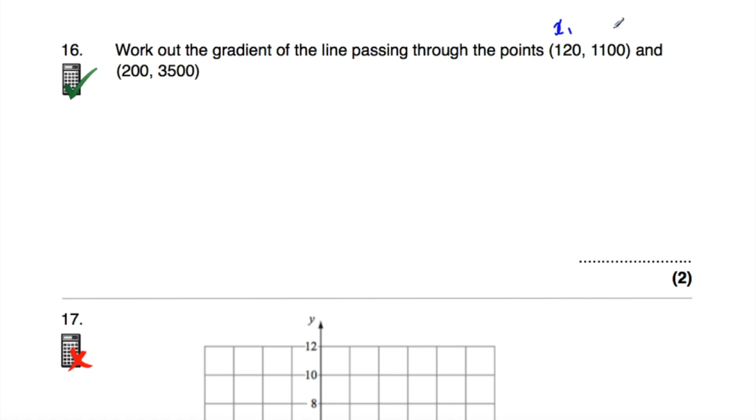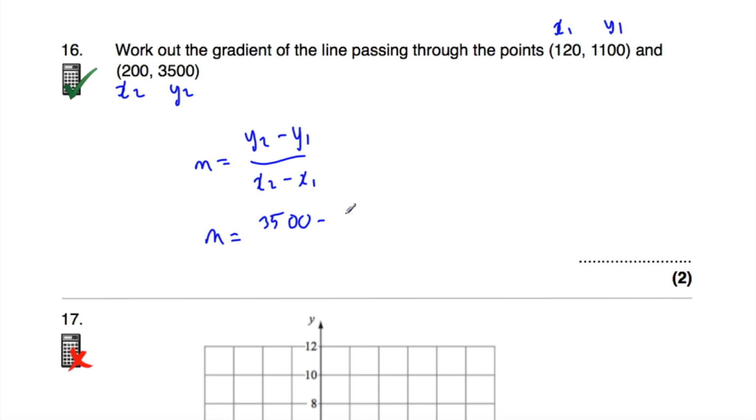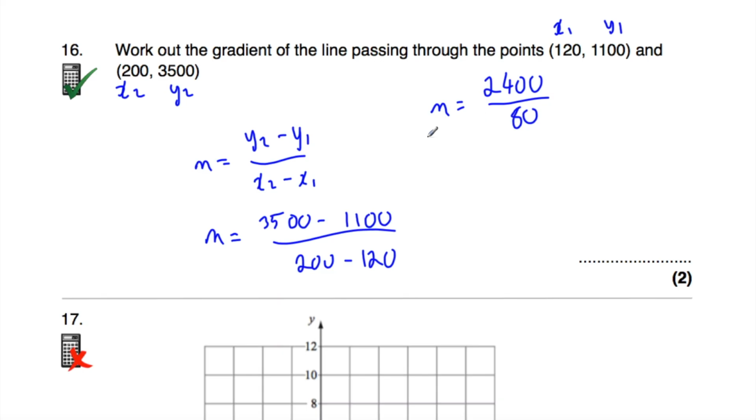I'm just going to call them x1, y1, and x2, y2. So now M, the gradient, is equal to y2 minus y1 over x2 minus x1. Let's substitute in those values. M would be equal to y2, that's 3500, minus y1, that's 1100, all over x2, which is 200, minus x1, which is 120. Then the numerator, 3500 take away 1100, would be 2400, and the denominator, 200 take away 120, would be 80. So M, the gradient, is equal to 2400 divided by 80.